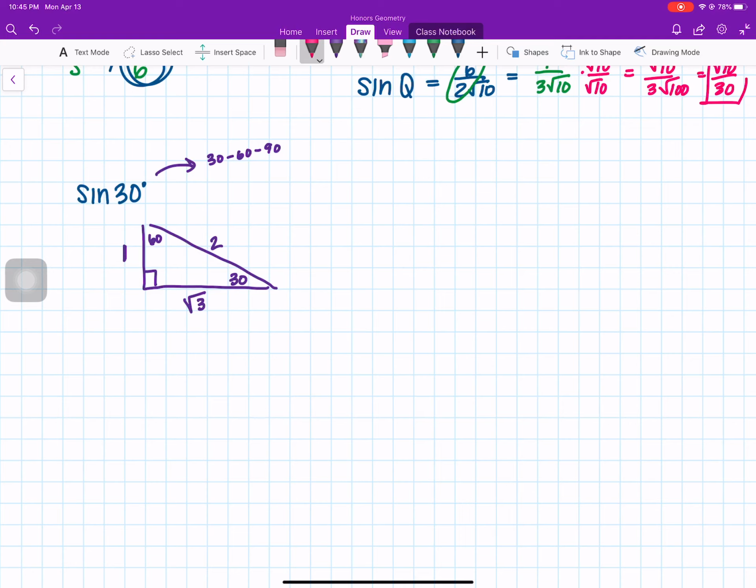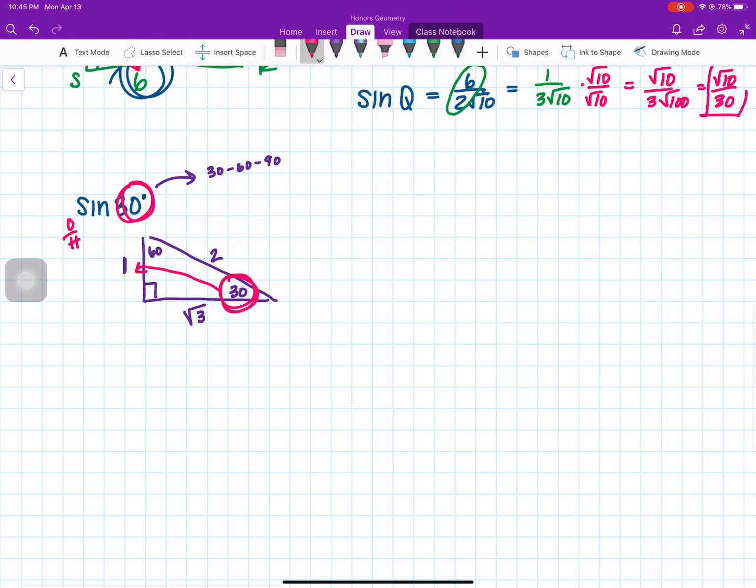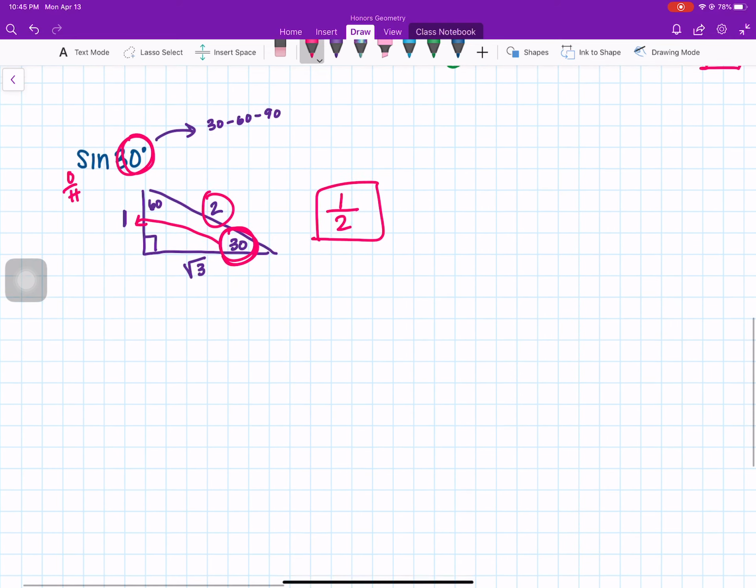So if you want to know the sine of 30, you're looking at the angle that measures 30 degrees, and you want the opposite over the hypotenuse. So the opposite side is 1. The hypotenuse is 2. So the sine of 30 is 1/2.